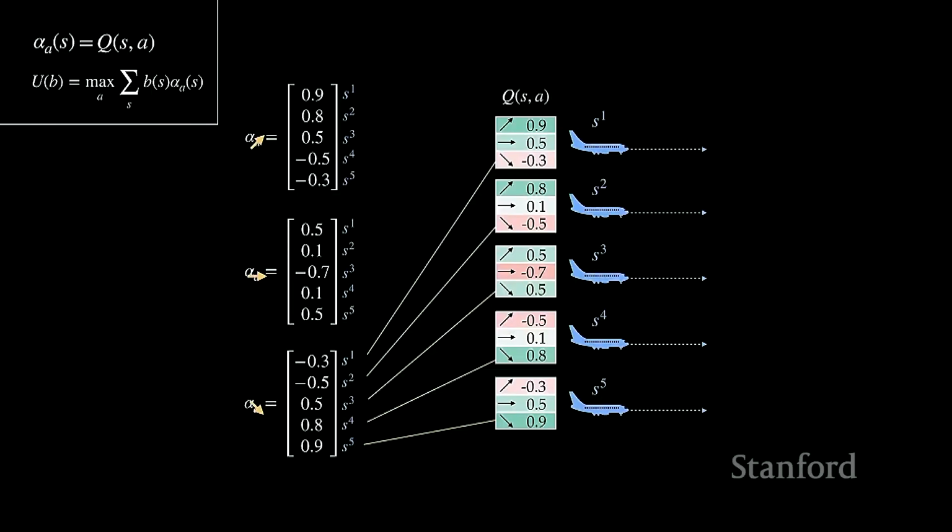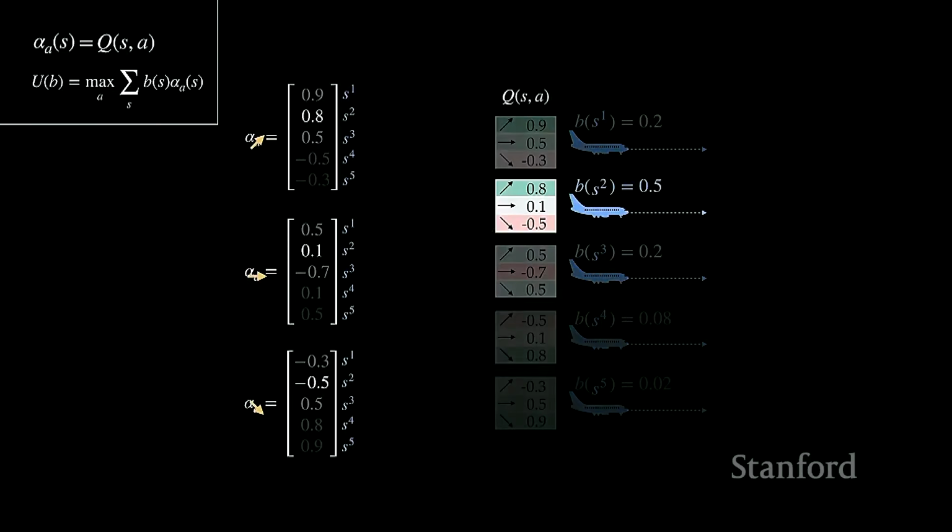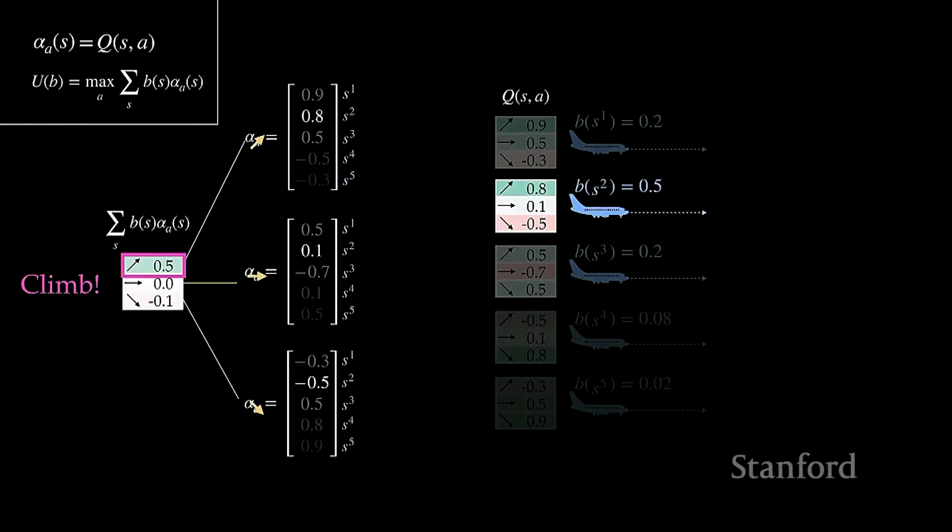Now these Q values are just squashed into different vectors, but we do the same exact thing. We take the weighted average of them, and that gives us one value for each action. Then we take the max, and that's how we decide what action to take. So this is all exactly the same as interpolating the Q values. This is what it looks like in terms of alpha vectors.